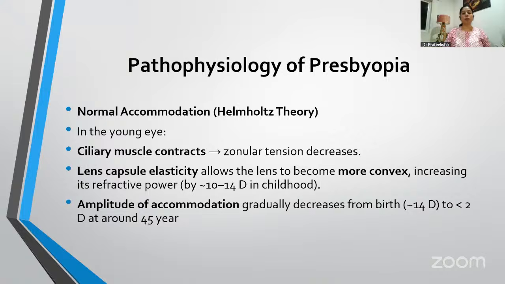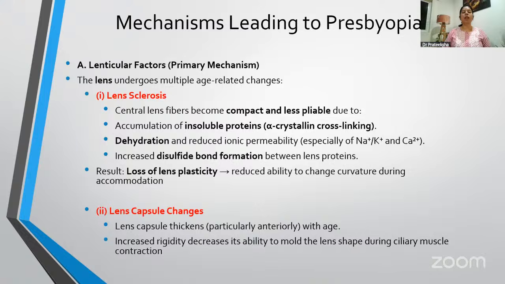Now, pathophysiology of presbyopia, normal accommodation, Helmholtz's theory. In young eyes, the ciliary muscle contracts and zonular tension decreases. So, lens capsule elasticity allows the lens to become more convex, increasing its refractive power by 10 to 14 diopters. Amplitude of accommodation gradually decreases from birth, which is 14 diopters, to less than 2 diopters at 45 years of age. Now, mechanisms leading to presbyopia.